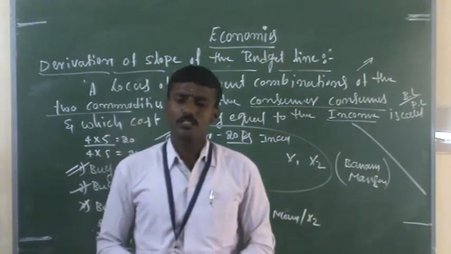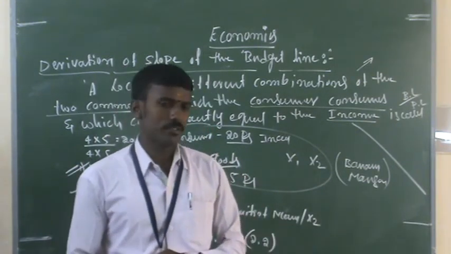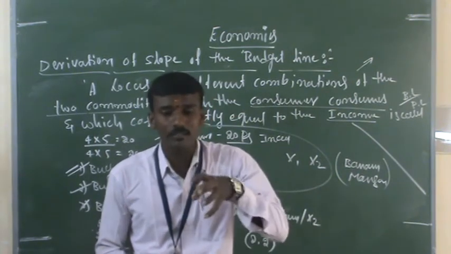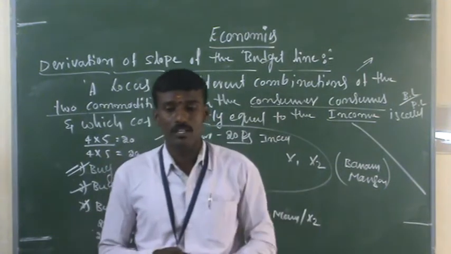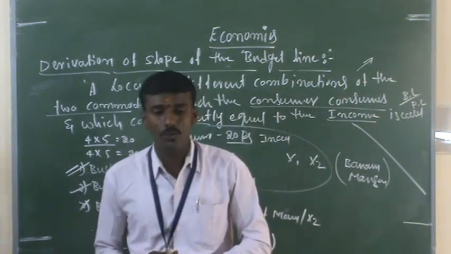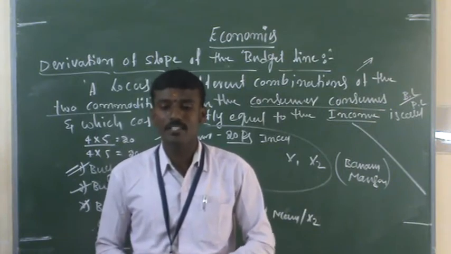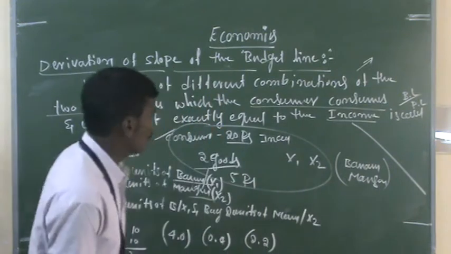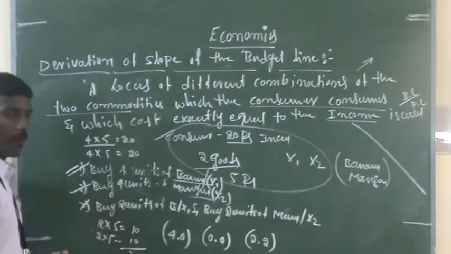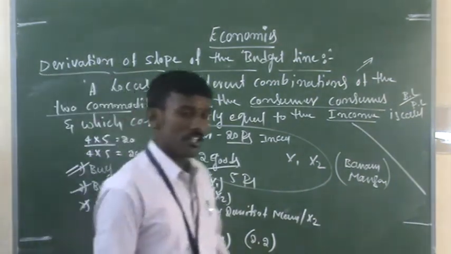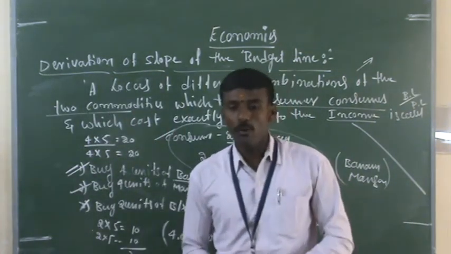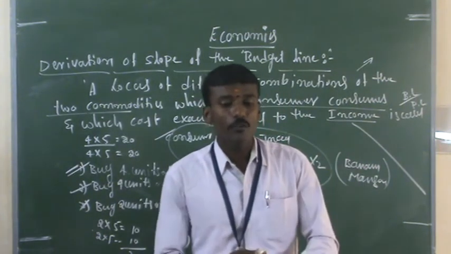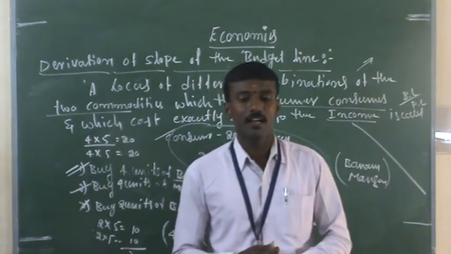See here, the slope of the budget line, it measures, it represents the amount of the change in mangoes required for a unit of change in bananas. See, once again I repeat, now here, you know, the slope of the budget line measures or represents the amount of the change in mangoes required for a unit of change in bananas.